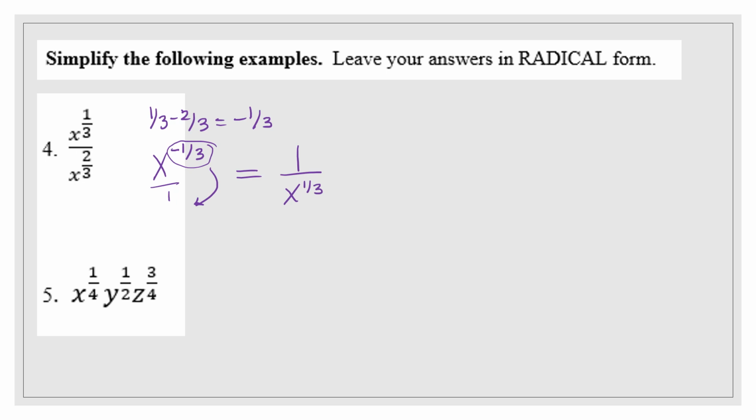Now the exponent is positive. So I'm going to rewrite it again back in radical form. X to the 1/3 means the cubed root of x, and that's all in the denominator with a 1 in the numerator.